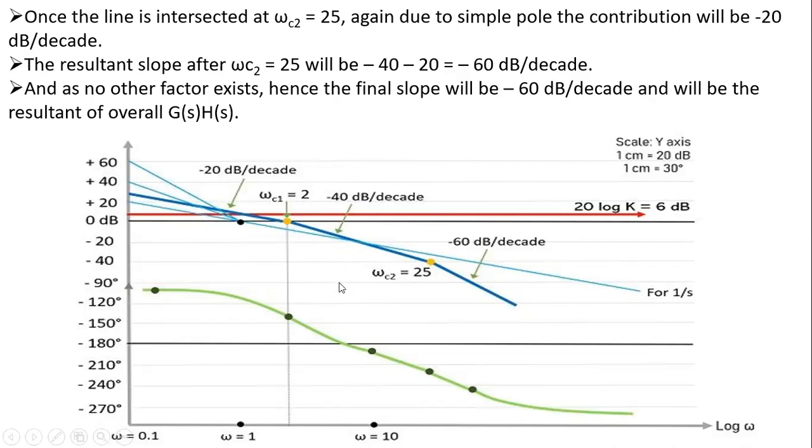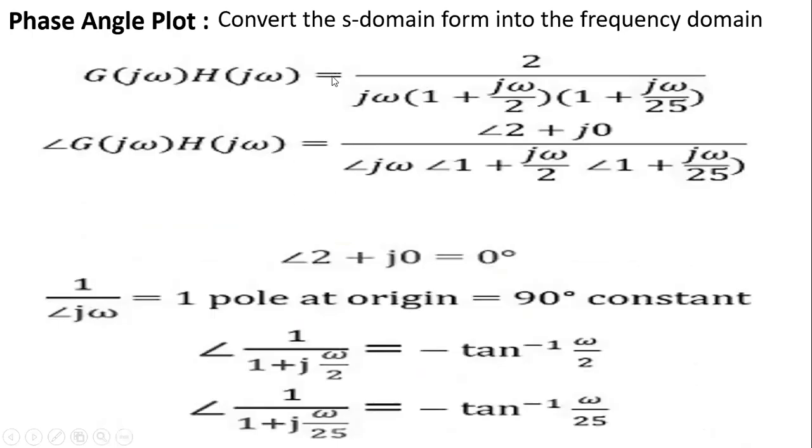So if we see, now I think the magnitude plot is clear up to this. We have minus 40 up to this minus 20 decibels. So this is all about the magnitude plot. And then we will see the same thing for the angle plot, the phase angle plot.